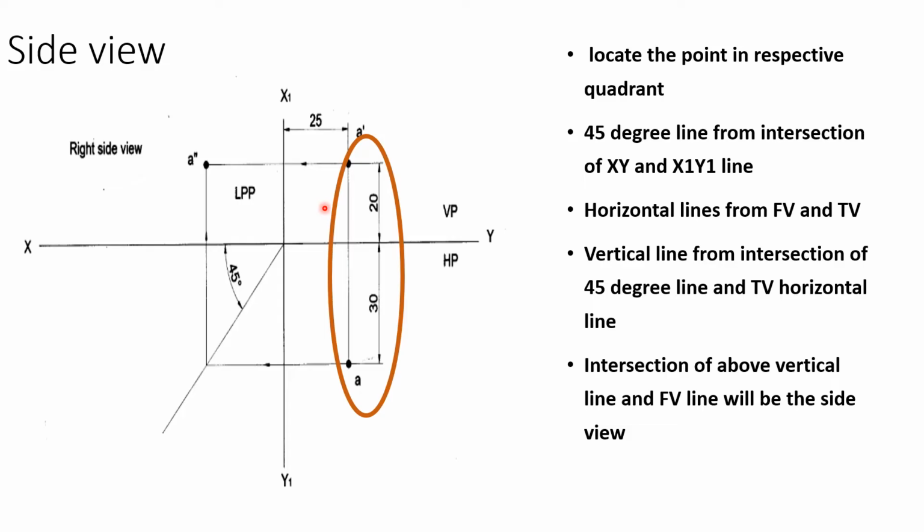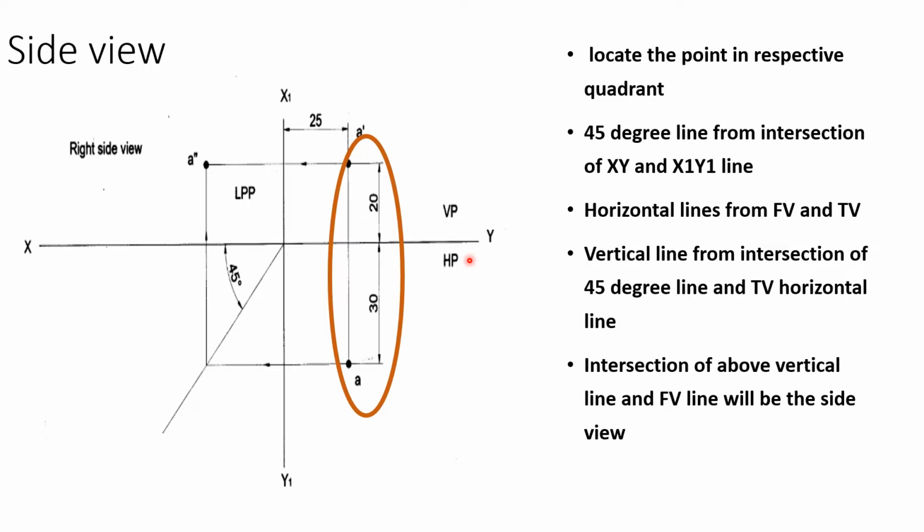And the point to be observed here is that the side view will always be in line with the front view, irrespective of any position. Say for example, in the first quadrant the front view is above the XY line, so the side view will also be above the XY line. Second quadrant, again the same, front view will be above the XY line, so the side view will also come above. But in the third quadrant the front view is below the XY line, and in the fourth quadrant also the front view is below the XY line, so the side view will come below the XY line.